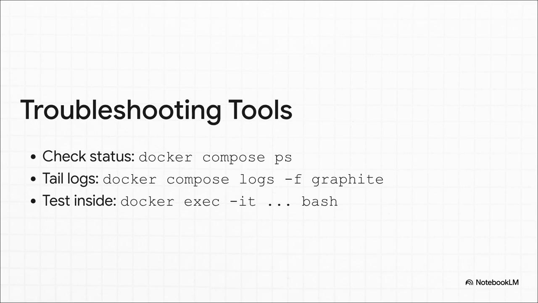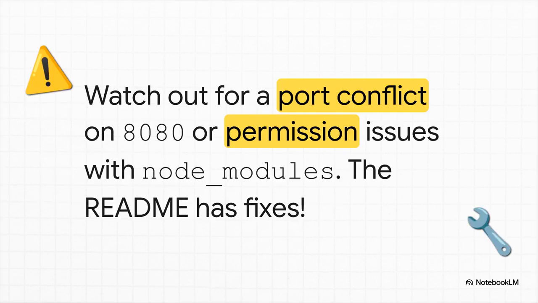And hey, if things don't work right off the bat, don't sweat it. These three commands are going to be your best friends. docker compose ps tells you if your containers are even running. The logs command will show you any errors in real time. And if you really need to get your hands dirty, the docker exec command lets you pop right inside the container to see what's going on. Honestly, nine times out of ten, if you do hit a snag, it's going to be one of these two things. Either you've got another app already hogging port 8080, or you've run into some kind of file permission weirdness. The project's README has quick fixes for both of these.